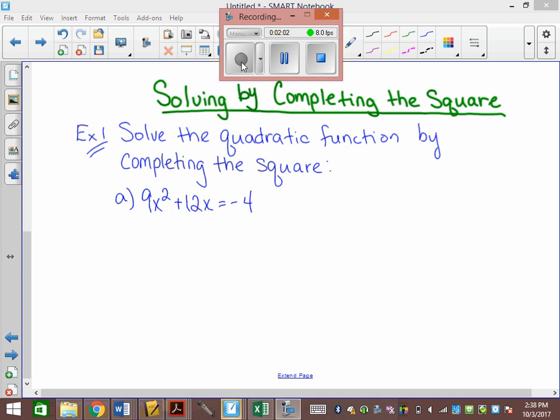When solving a quadratic function, it doesn't matter if we do factoring, if we use our calculator, if we use the quadratic formula or completing the square. The very first thing you always have to do is get everything to one side and set equal to 0. Exactly. So that's my very first step. 9x squared plus 12x plus 4 equals 0. Now, it says solve by completing the square. So the only way we can solve by completing the square is to complete the square first.